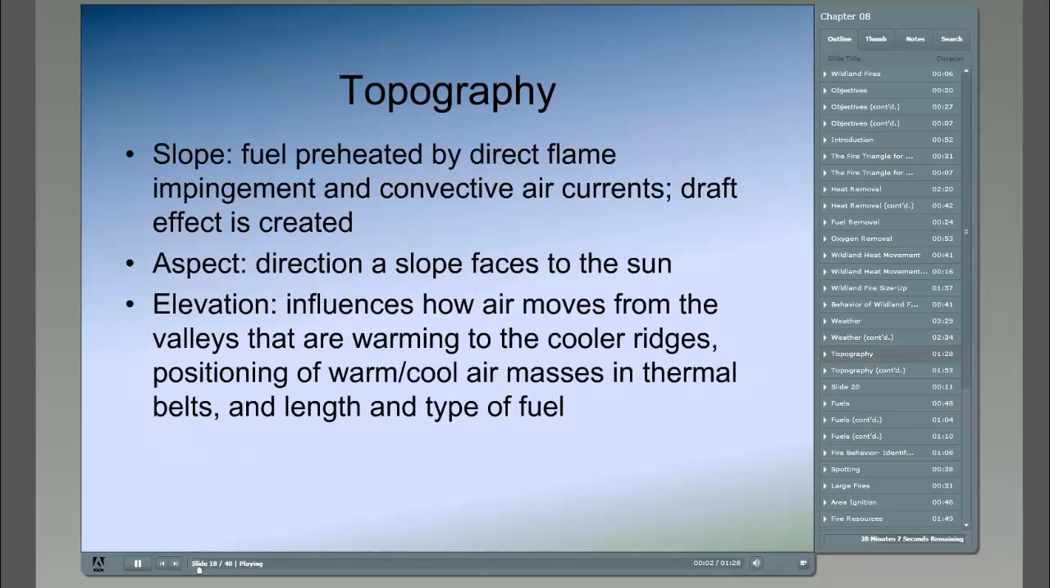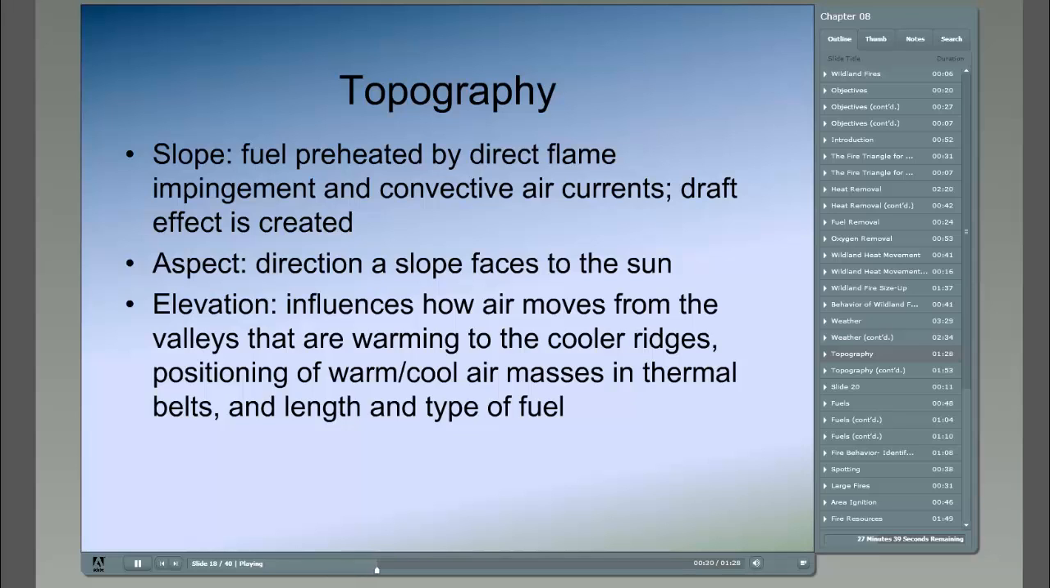Slope affects the spread of fire in two ways. First, the fuel is preheated by direct flame impingement and convective air currents. The second, a draft is created. A fire will run faster uphill than it will downhill, as long as the wind is not strong enough to change the direction of spread. The direction a slope faces to the sun is called the aspect or exposure.